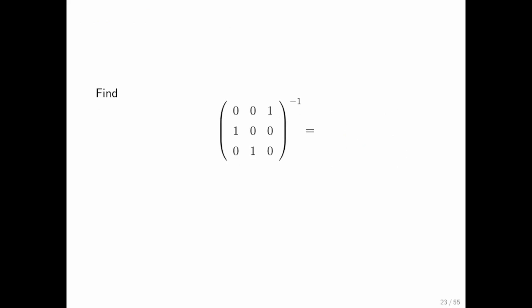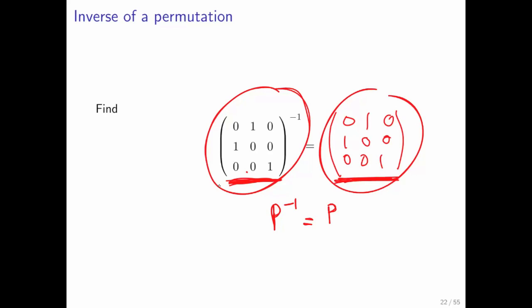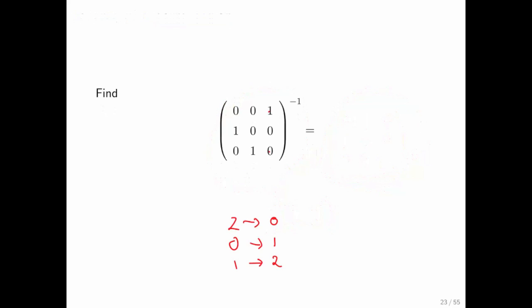So what about this one? Now, you may have thought that what's going on here is that the inverse of any permutation matrix is that permutation itself, because this matrix is just that matrix. That turns out not to be the case. So here's another permutation matrix.